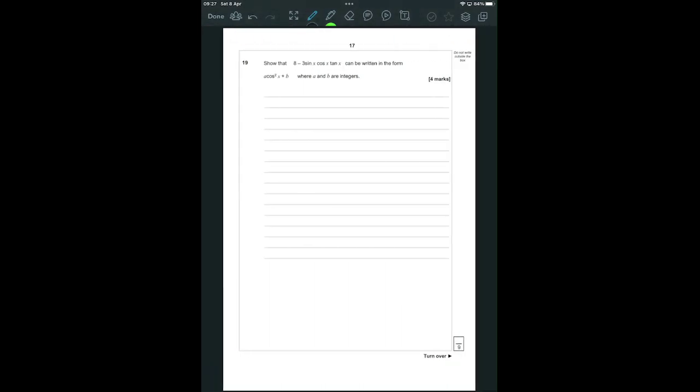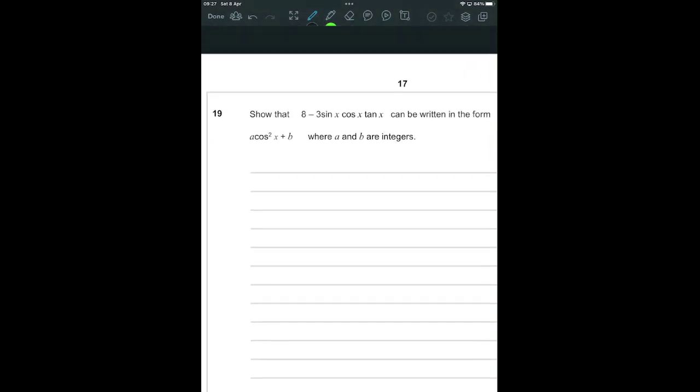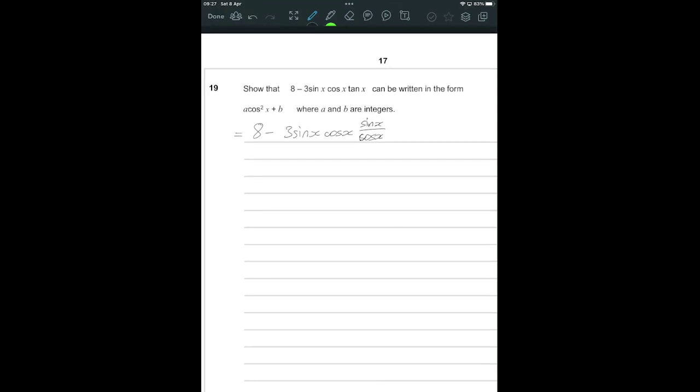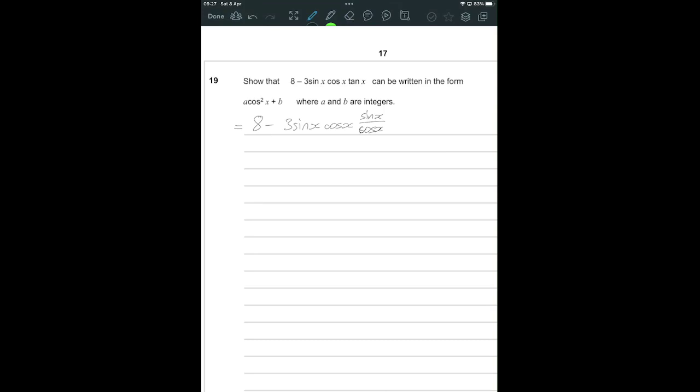Question 19. Show that that can be written in that form. Okay, so we want to get rid of the tan and the sine. So let's start by rewriting. I can't rewrite sine. We don't have an identity for sine, but we do have one for tan. Tan can be written as sine over cos. Well, that's a bit awkward because that cancels the coses, and I wanted everything to be in terms of cos at the end.